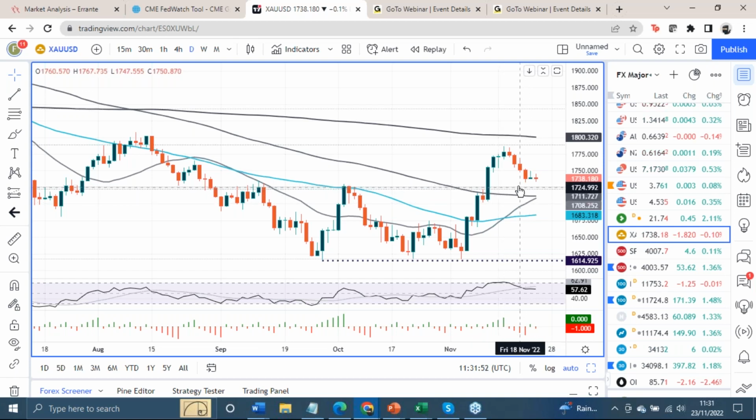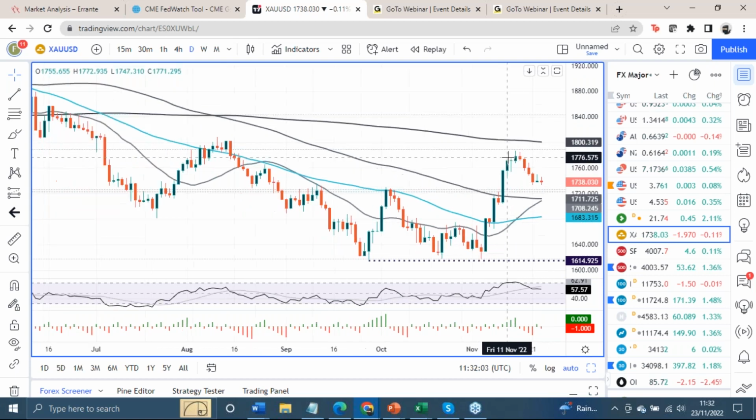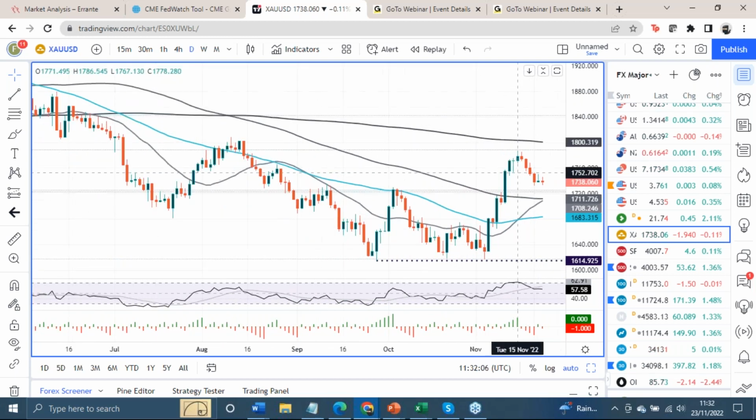Technically, yeah, 1725 we have as a sort of support zone, and then these simple moving averages, the 100-day moving average at 1711 below that, upside capped certainly by 1800, and the recent highs around, well, below that, 1786.